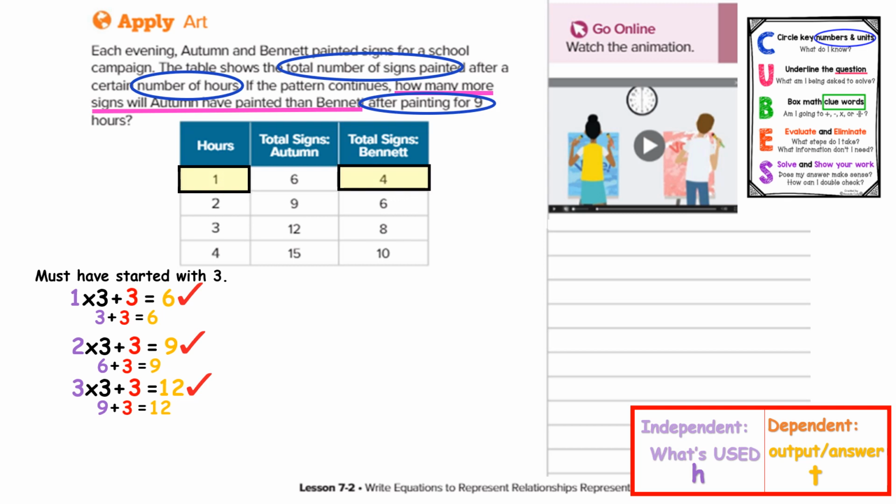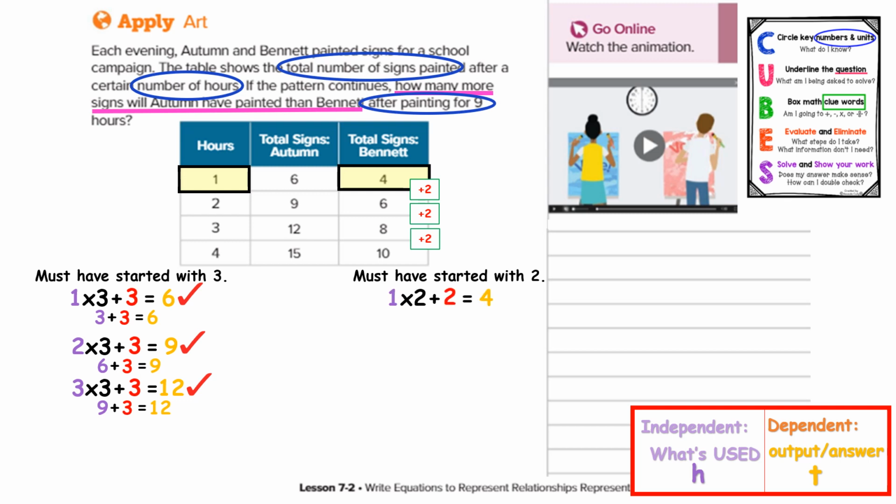When I look at Bennett and I see 1 to 4, I might automatically assume that I can do 4 per hour. But let's look at the pattern that's happening. Going from 4 to 6, I'm increasing by 2. From 6 to 8, I'm increasing by 2. And once again, from 8 to 10, I'm increasing by 2. So if I'm increasing by 2, but I'm starting with 4 on that first hour, I must have already had 2 done when it comes to Bennett.